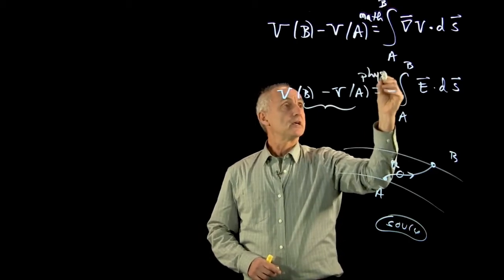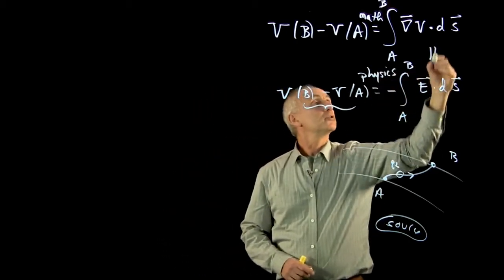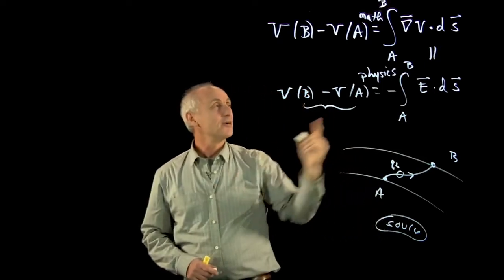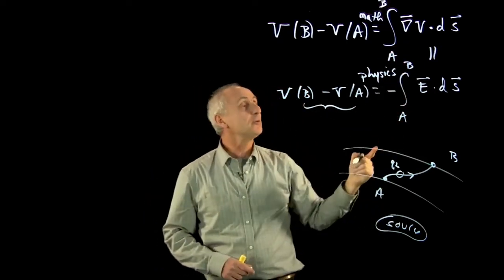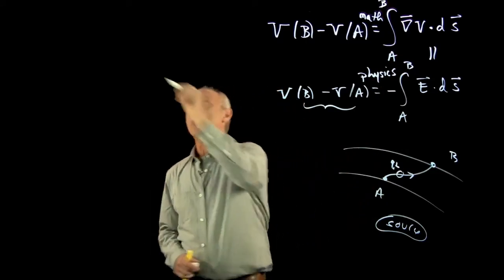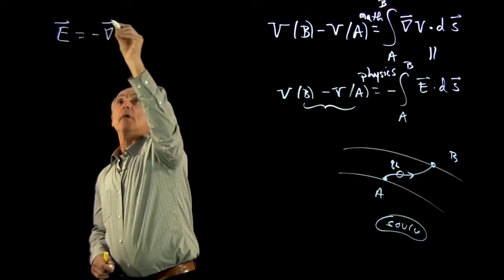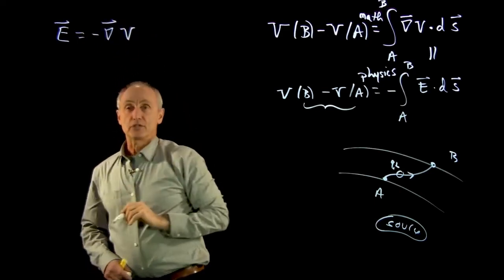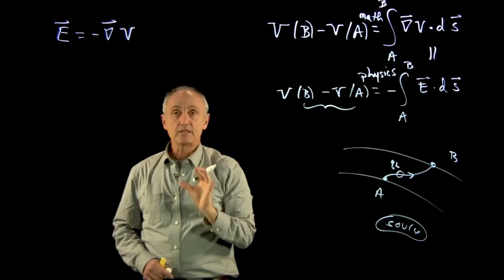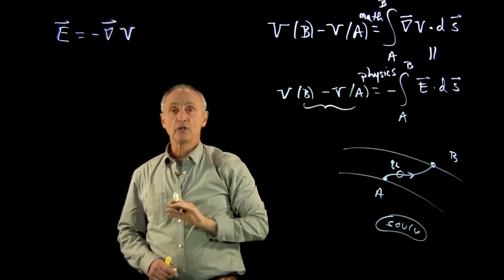So this is physics. And now what we'd like to do is do a little mathematical physics. We'd like to set these two quantities equal, and you can see the integrands must be equal, and that's our key result, that the electric field is equal to minus the gradient of the potential function. And this is a key way of recovering electric field from potential.